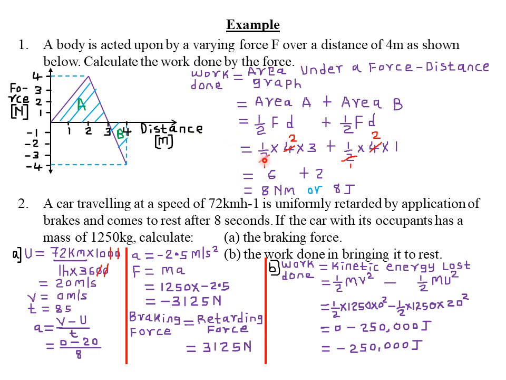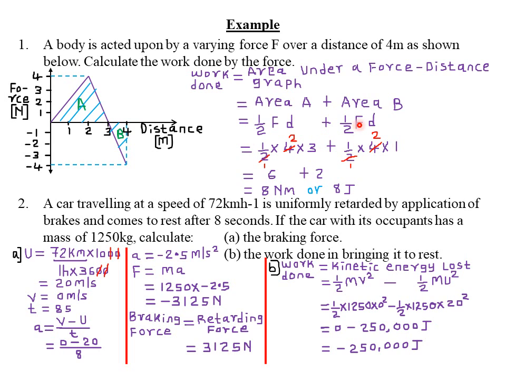Therefore, the work done will be given by the area A, which is a half base. The base is the distance from 0 up to 3. So the base is D, then the height is F. Therefore, work done is equal to a half FD. So the force for this particular case is 4 Newton. That is for triangle A. Then the base is from 0 up to 3, which is 3 minus 0, which gives you 3 meters.